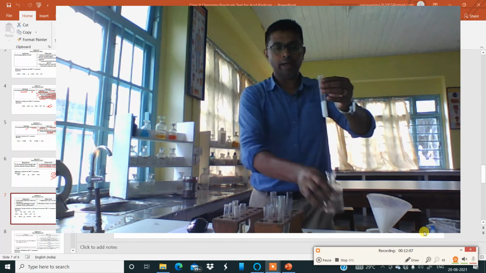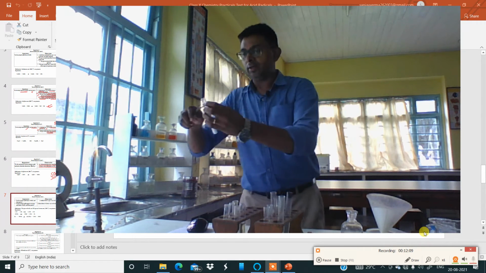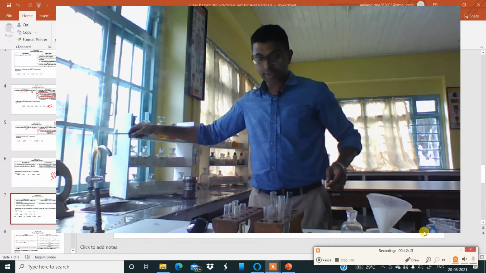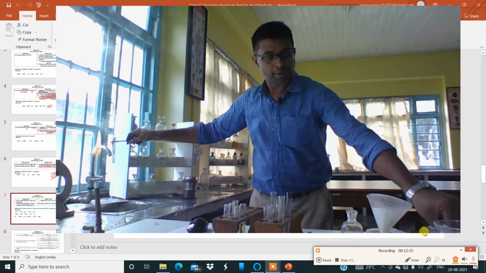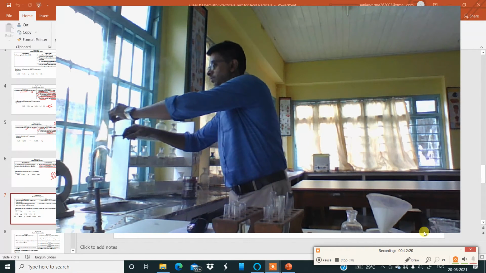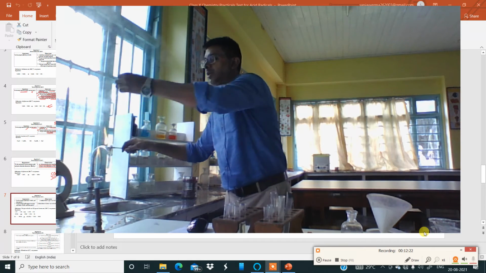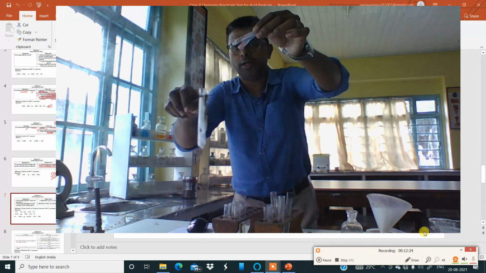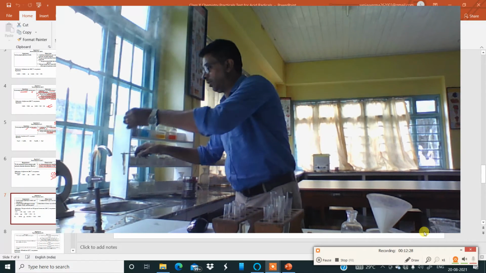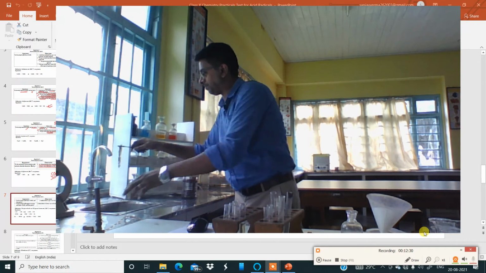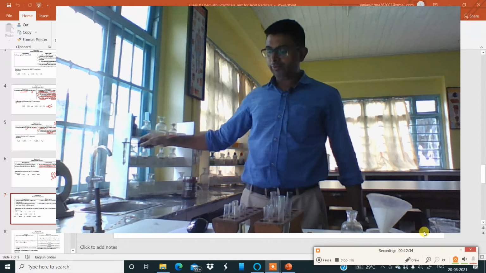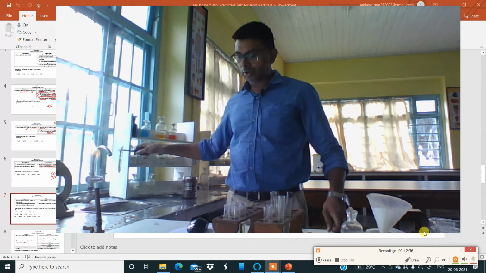Concentrated sulfuric acid I have added. Now I will bring a litmus paper and keep it over here. Litmus paper turns red. So the blue litmus paper is turning red. So this is one of the tests for hydrogen chloride gas.